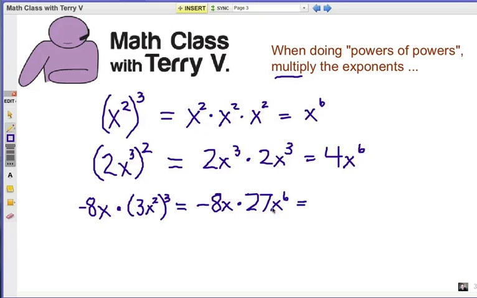Alright, now to finish the problem, we do negative 8 times 27, which is negative 216, and we do x to the 1st times x to the 6th, which is x to the 7th. Alright, that's the basic concept, powers of the powers.